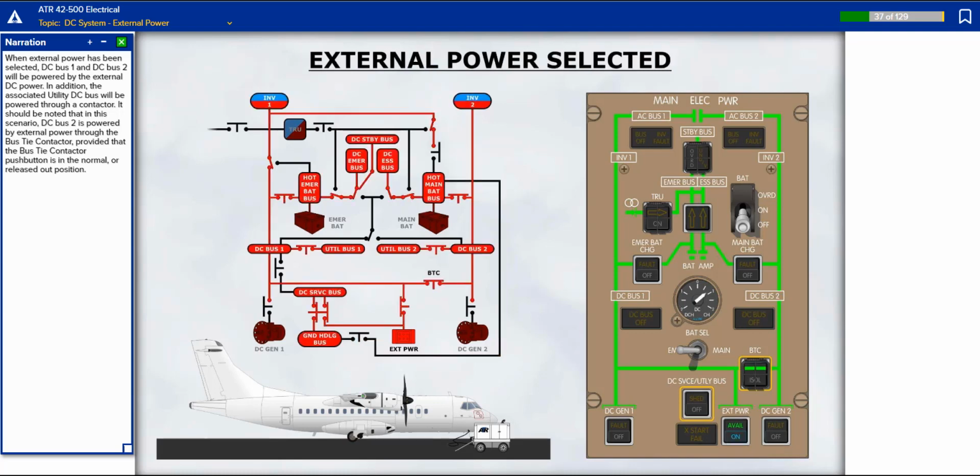When external power has been selected, DC bus 1 and DC bus 2 will be powered by the external DC power. In addition, the associated utility DC bus will be powered through a contactor. It should be noted that in this scenario, DC bus 2 is powered by external power through the bus tie contactor, provided that the bus tie contactor push button is in the normal or released out position.